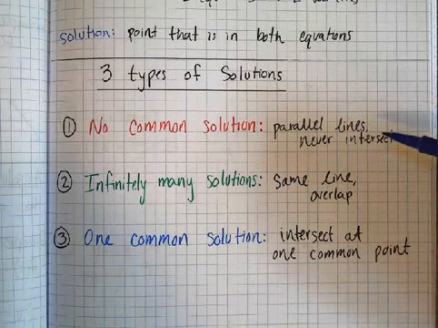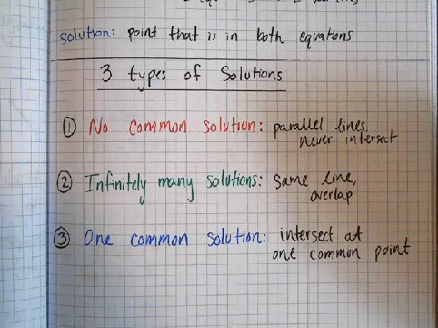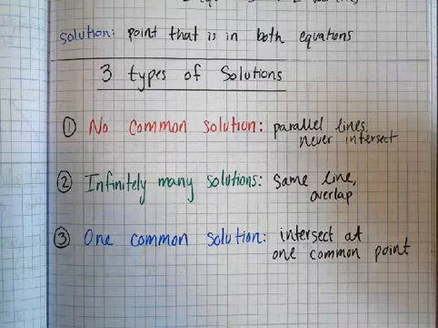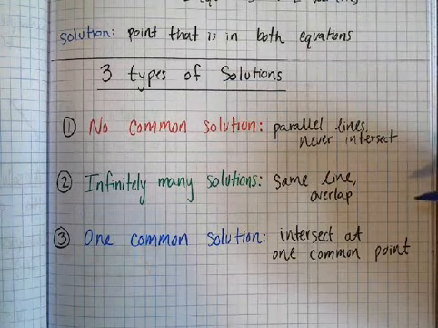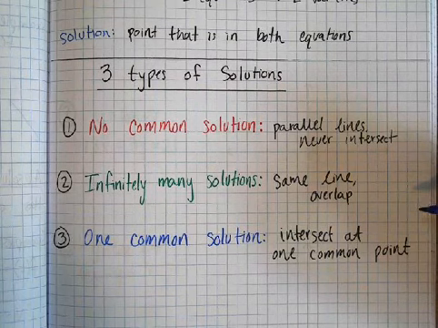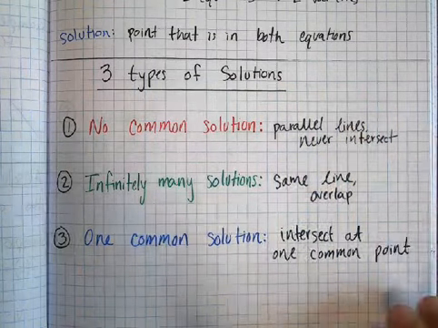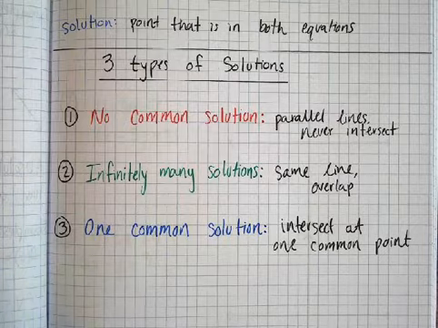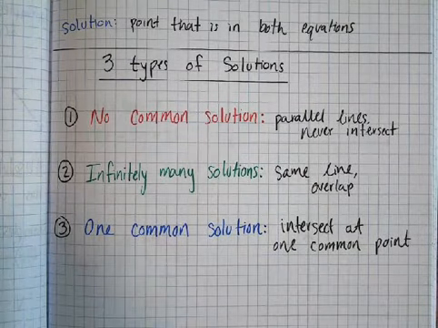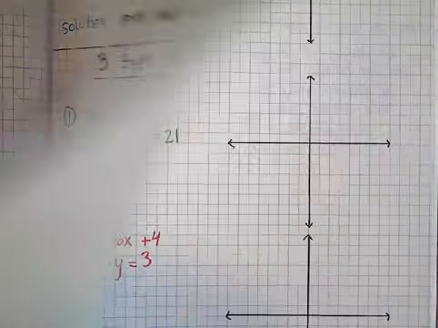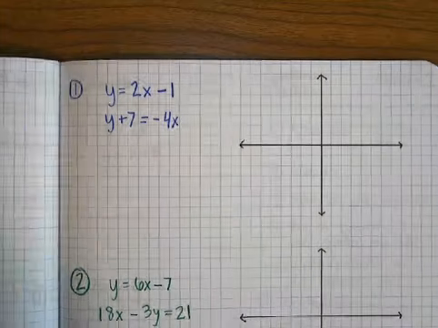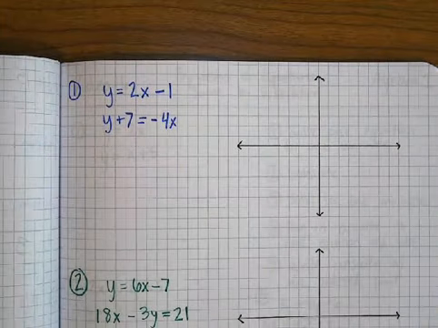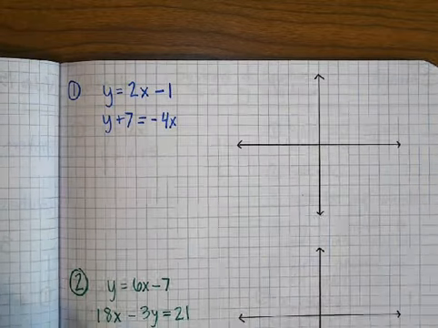Infinitely many solutions. That's where we have the same line and it just overlaps itself. So it's like you have two different equations that when you reduce them, they became the same. And every single point is going to be on both lines. And then the last one is one common solution, and that's where they intersect at a common point. So we're just going to be going over three examples today, graphing those and seeing what happens.